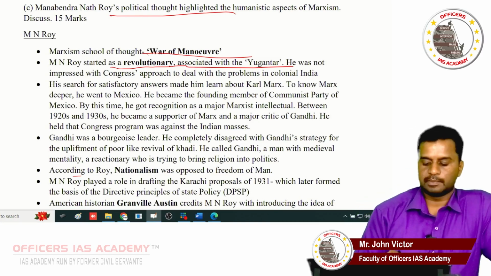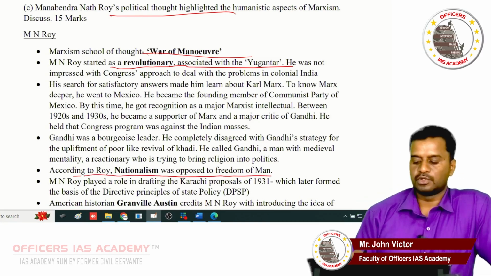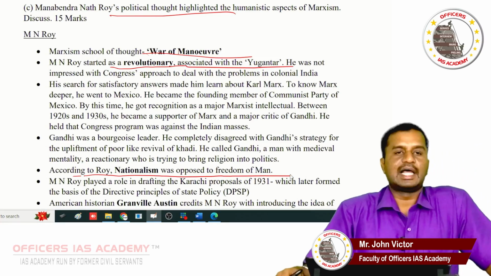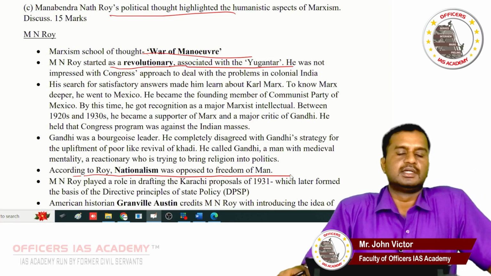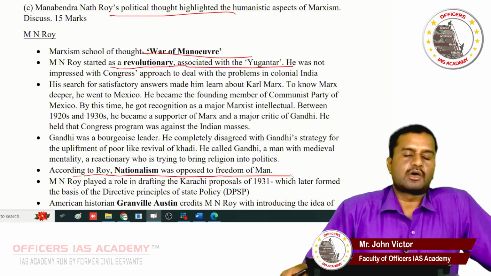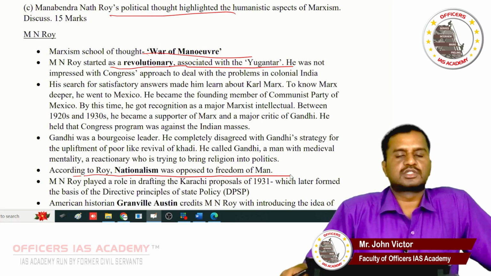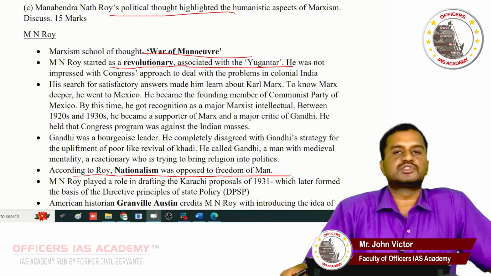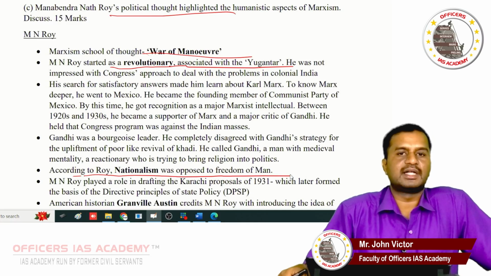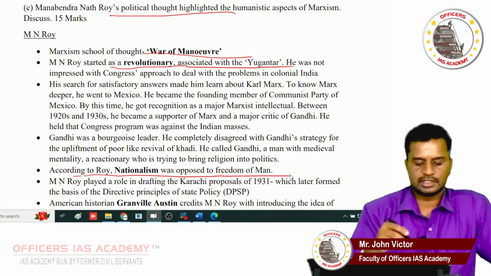Marxists consider nationalism as opposed to humanism. According to them, humanism and nationalism are opposite concepts. That is why Marxists don't give importance to the concept of nation. According to Marxists, invariably all the freedom struggle movements are bourgeois movements. Nationalism itself is a bourgeois construct. Nationalism is against humanism. Nationalism is against the freedom of man. This is the understanding of Marxists.